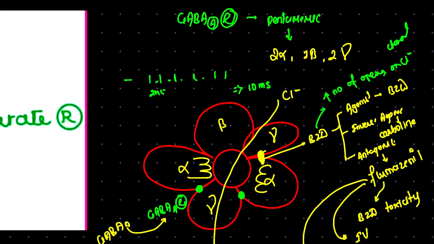Now after benzodiazepines, what will happen is that it will increase the duration. How? It will increase the number of times of opening, that means it will increase the frequency. So now the chloride channel will be opened 10 times. Let's suppose 2 milliseconds each, so now our chloride channel will be open for 20 milliseconds. So obviously before it was 10, now it is 20.